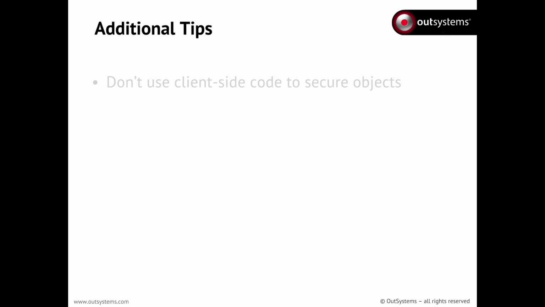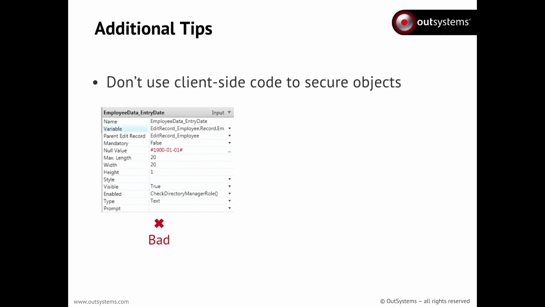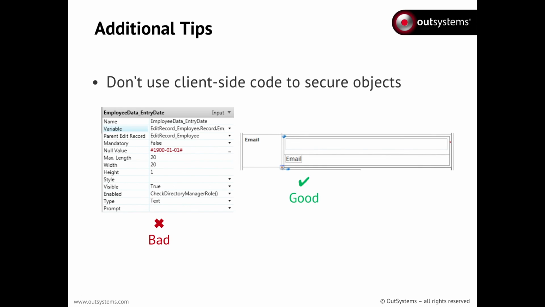Some additional tips. Don't use client-side code to secure objects. So here we have a screen and we're using the enabled property to disable a specific button or an input item based on a role. Now this is bad. We're going to see what is the good idea.